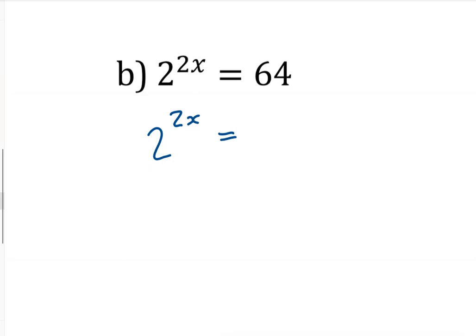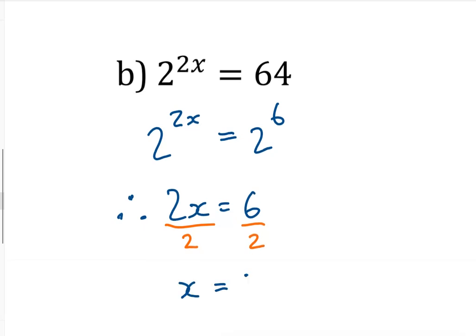64 is what power of 2? What do you think? 6. What am I going to write on the next line? What's my next step? Is it 6 divided by 2? Well, I'm going to do that eventually, but I'm going to write a different line first. So we equate the exponents. Whatever they are, we set them equal to each other. And then TK is exactly right. We divide both sides by 2. And in this case, x is 3.